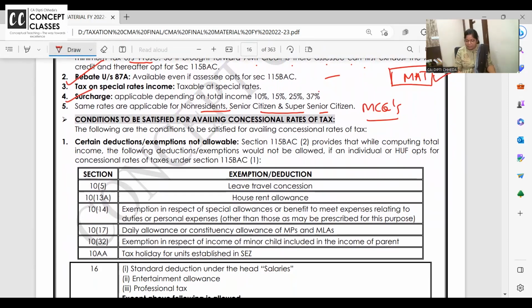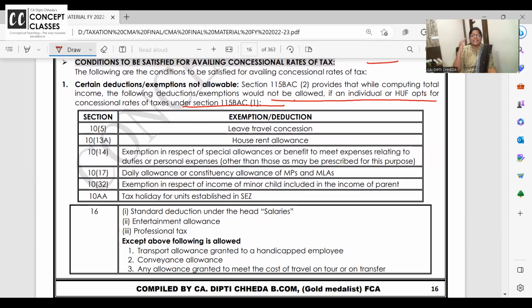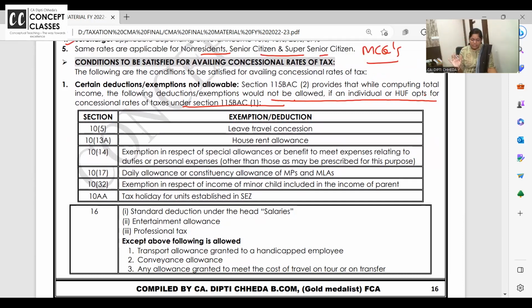Following are the conditions to be satisfied. Under 115 BAC, it provides that while computing total income, following deductions would not be allowed if they opt for this. Please don't learn it as theory. Understand the concept and at the end, we will work out a problem to check the application of this knowledge. Let us first start with section 10. You remember section 10 is all exemptions. So some exemptions will not be allowed.